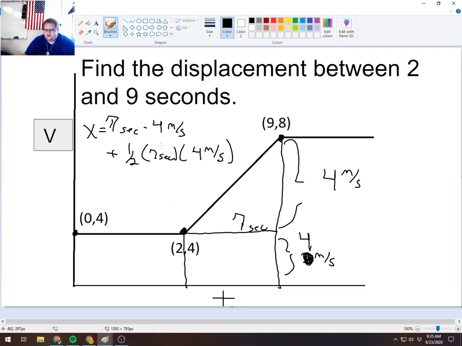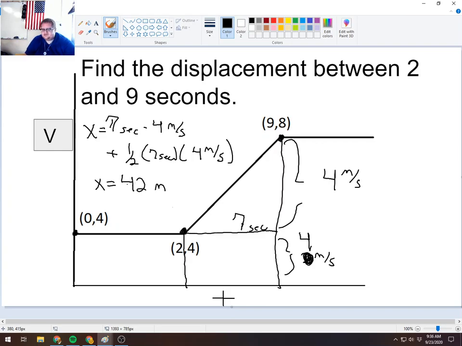Okay, so what I get here is 7 times 4 is 28, plus it's going to be 14, I think. Huh? 28 plus 14, you get a total of 42 meters. So that is our displacement. Well, that's one way you can do it.